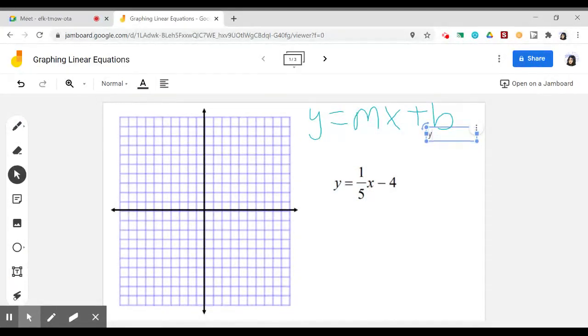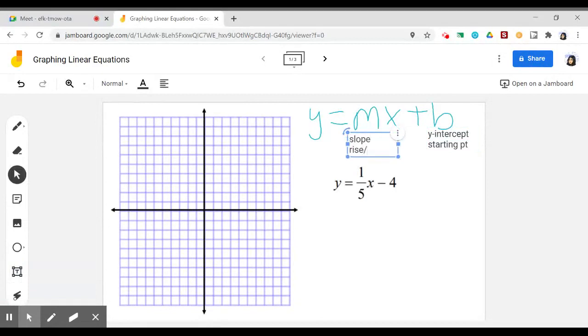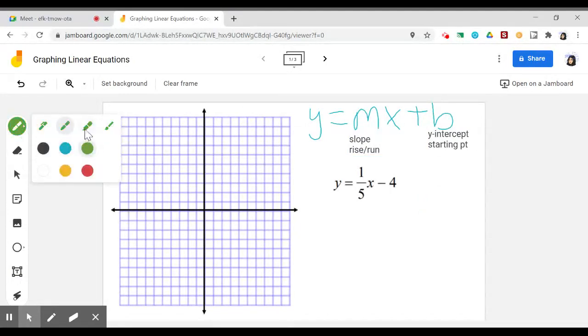Now, there's two key pieces of information. The b represents your y-intercept, which is your starting point. And your m represents your slope, which is your rise over your run, okay? And both of those pieces of information are what's going to help you to graph your line.